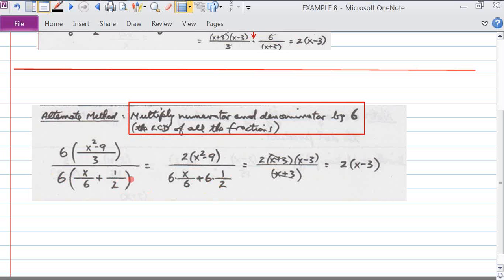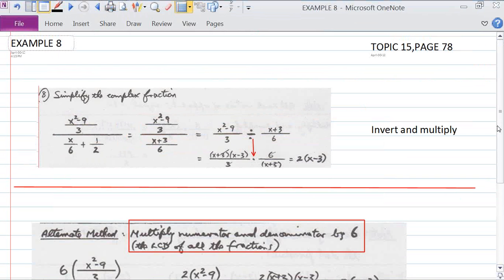So really, in going from here to here, I'm using the distributive rule. Notice that the 6's cancel. I'm left with x. 6 divided by 2 gives me the 3. Over here, the 2 becomes the 2. This is the difference of squares, x plus 3, x minus 3. The x plus 3 cancels, and I get 2 times x minus 3, which is exactly the same as what I've got over there. So that completes page 78 and the examples on rational expressions.